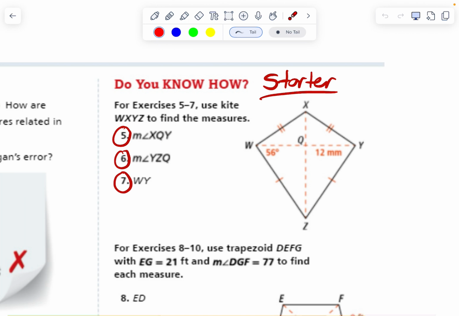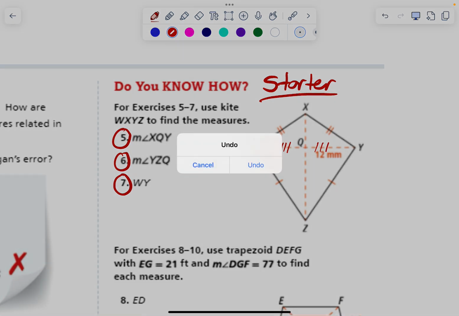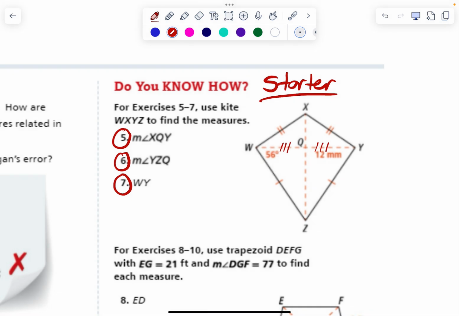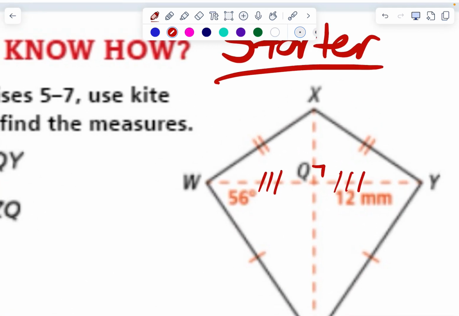Okay, so maybe we could add those markings to say that those two segments, WQ and YQ, are congruent because the long diagonal bisects the short one. Good? What else is true about them, about those diagonals? Yeah, they are perpendicular, and like Parker said, we have 4 right triangles.